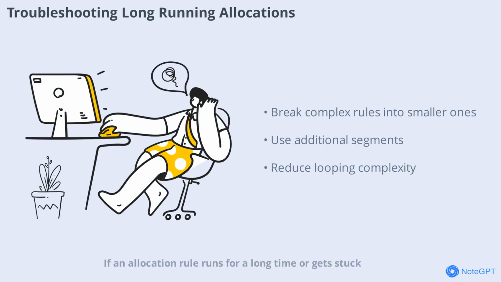If an allocation rule runs for a long time or gets stuck, it's often due to excessive looping in the POV, source, or range. To resolve this, break the rule into smaller, simpler rules. You can also use additional segments like future to reduce complexity, especially when the looping is mainly for reporting purposes.